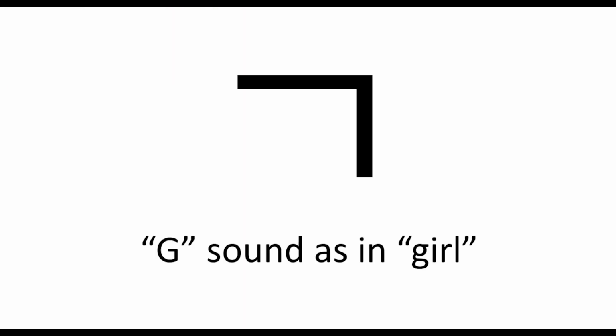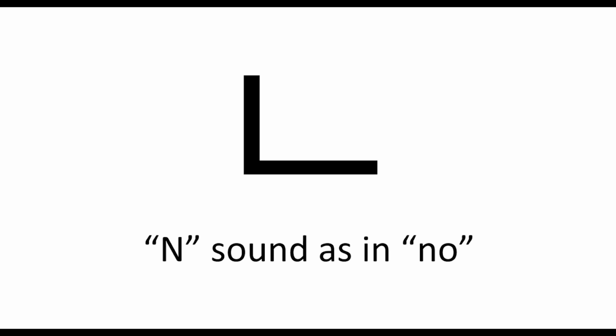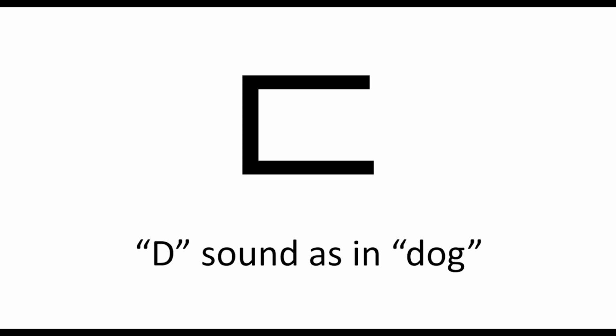This one is 기역, and it's got a G sound as in girl. So it's g, g, g. Again, that's 기역, and it's a g. Next, we have 니은, and this has the N sound like in no. So it's n, n, n. N like no. 디귿 has a D, and it's like dog. So it's d, d, d.